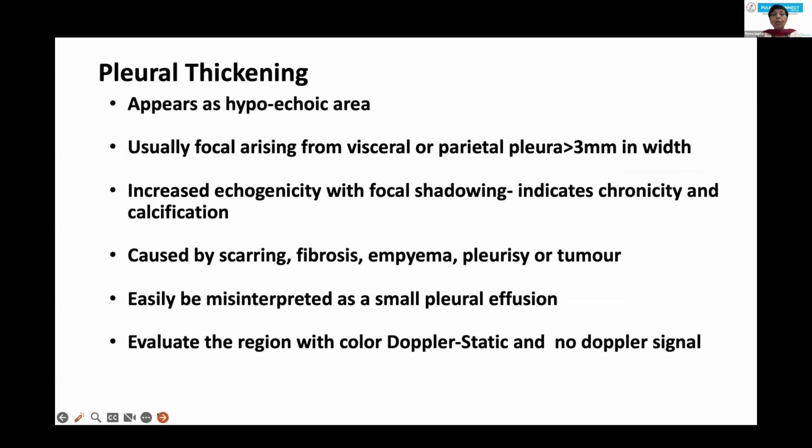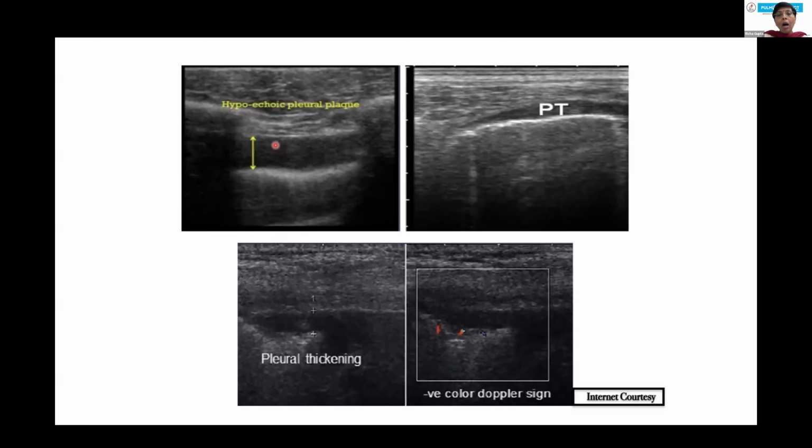Pleural thickening, how does it look? Pleural thickening will appear as a hypoechoic area. Usually it is focal, arising from the visceral or parietal pleura. It may be caused by scarring, fibrosis, empyema, pleurisy or tumor. It may be misinterpreted as a small pleural effusion. So how do we differentiate? Either you do a color Doppler, so if it is pleural thickening, you will not see the color sign positive, or you can use the sinusoidal sign as well. So this is how pleural thickening would look, something like this. If there is calcification present, then it shows that it is an old pleural thickening.